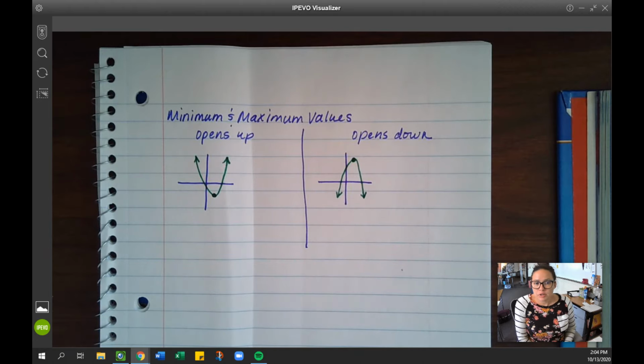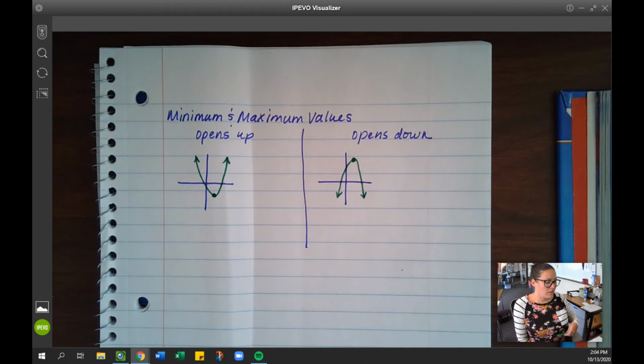All right, we're on the new page, and obviously there's some new stuff here. If you want to pause the video to write all of that down, I would recommend doing that so that way you can listen as I'm explaining. So we're going to talk about maximum and minimum values.